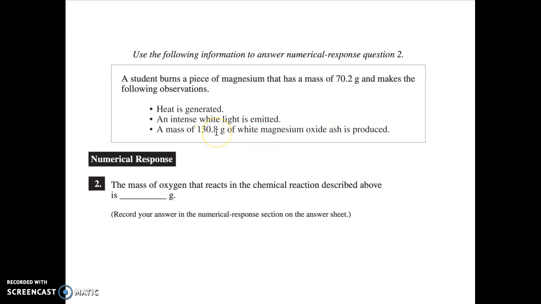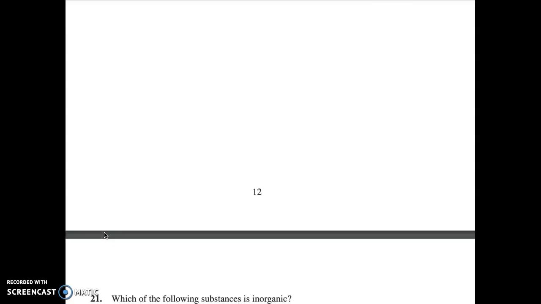Okay, so 130.8 minus 70.2 is the math. 60.6. Okay, so you'd write that on your numerical response. I think that's it for the chemistry section.